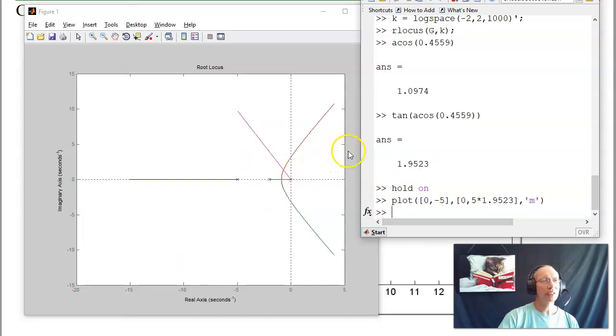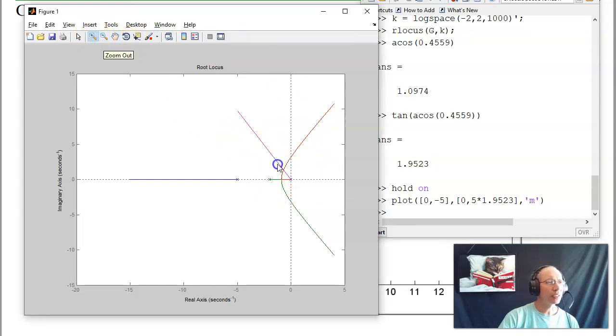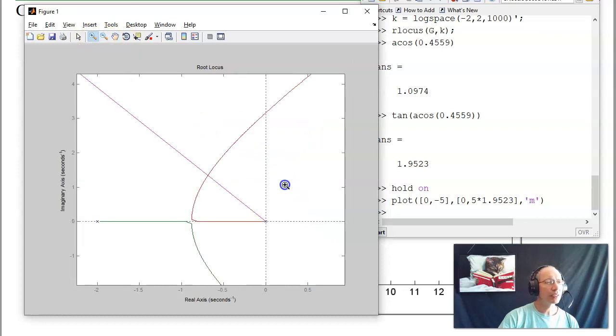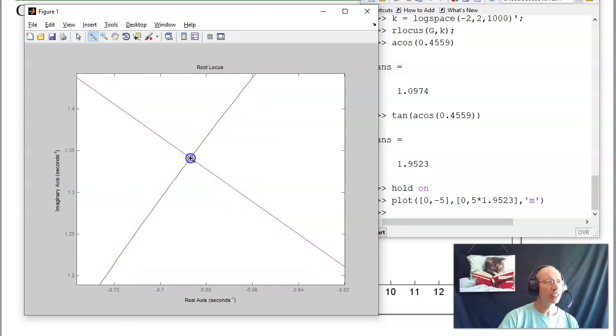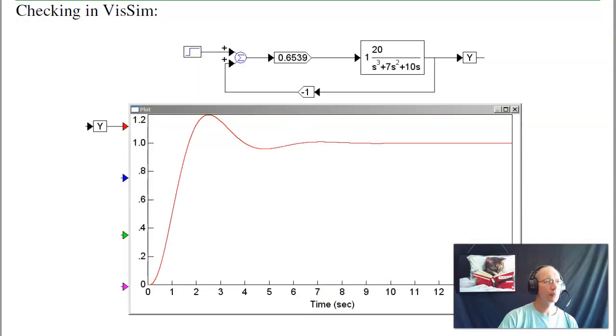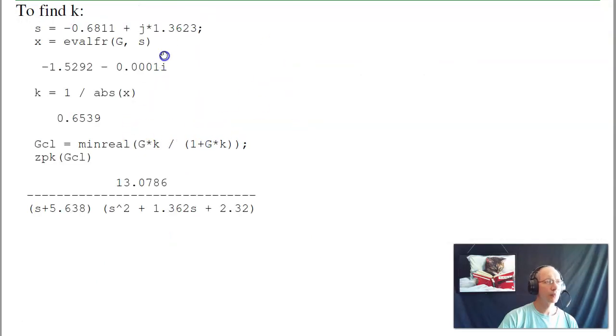Again, the angle is 1.09 radians. Tangent tells me rise over run. That gives me the slope. I can now zoom in. Let's zoom in to this part of the graph. Zoom in some more. If I really want to get that point, zoom into here. There's my design point. It's minus 0.68 plus j1.34. Or showing off a little bit, minus 0.6811 plus j1.3623.